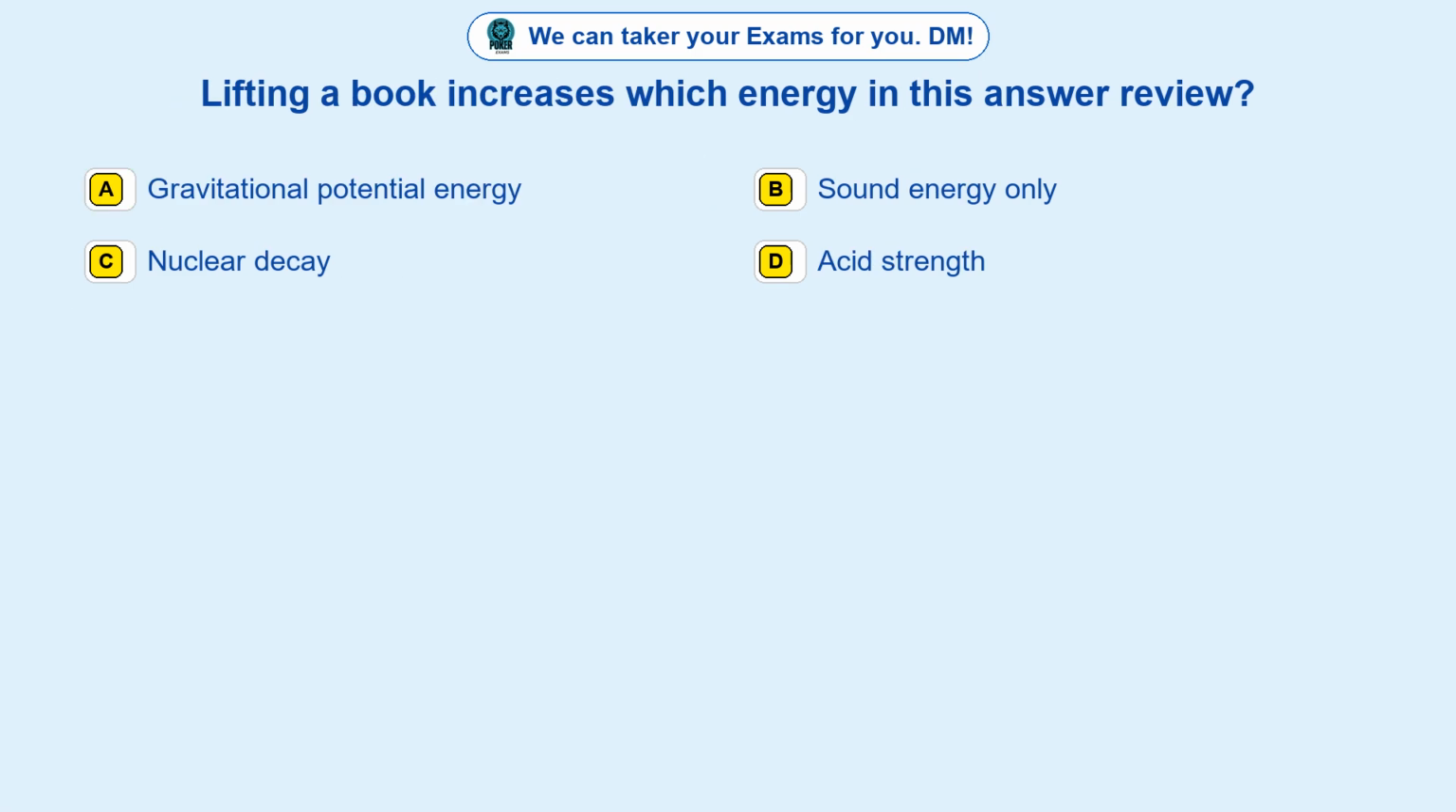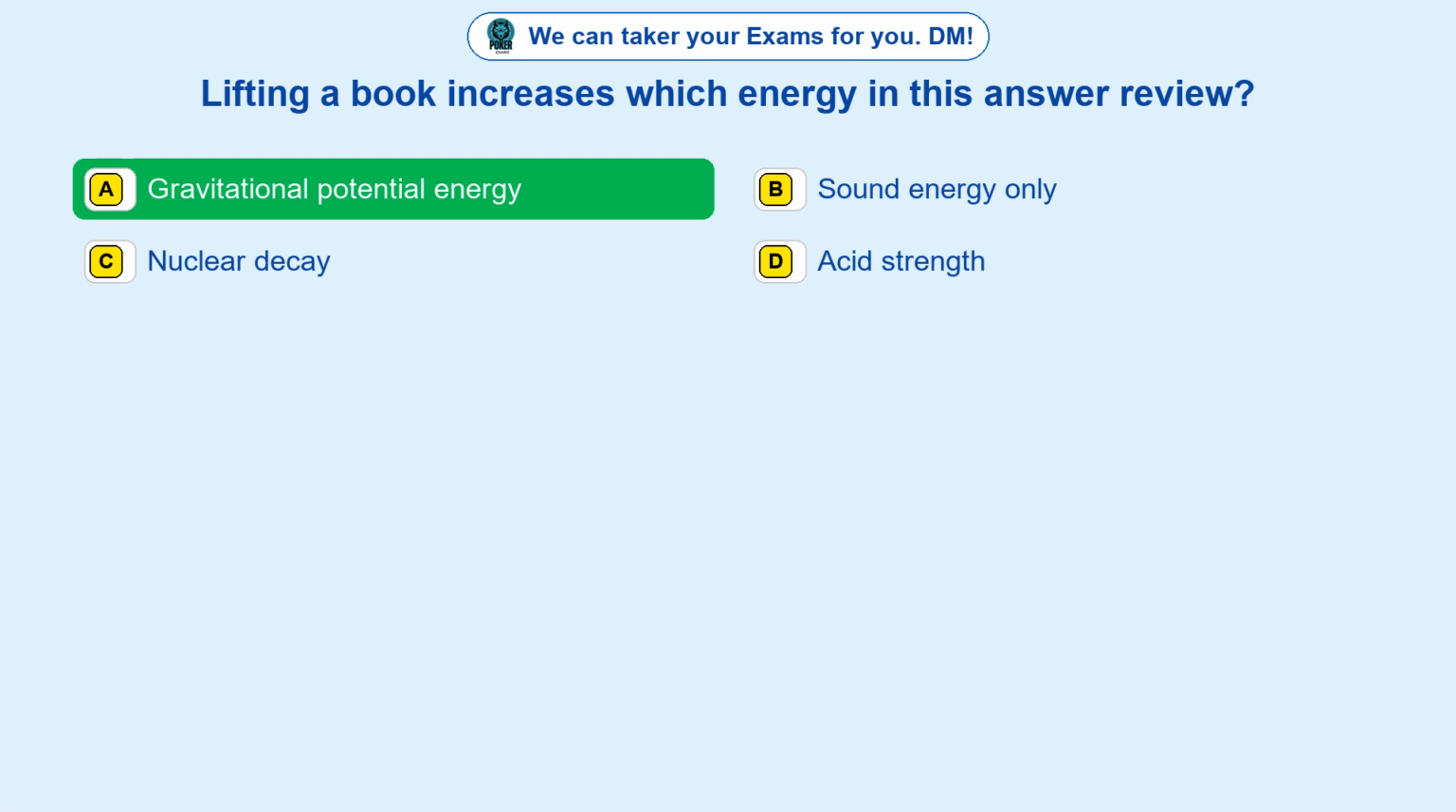Question 61. Lifting a book increases which energy in this answer review? Option A, gravitational potential energy. Option B, sound energy only. Option C, nuclear decay. Option D, acid strength. The correct answer is option A.